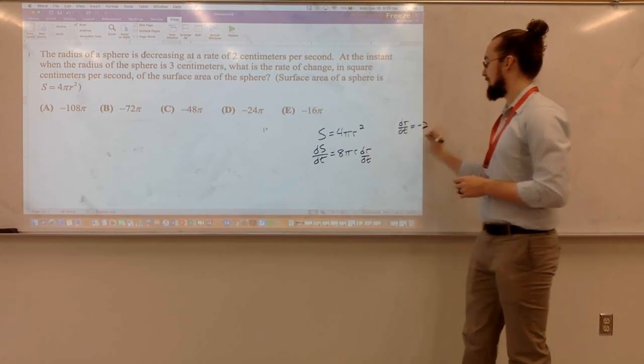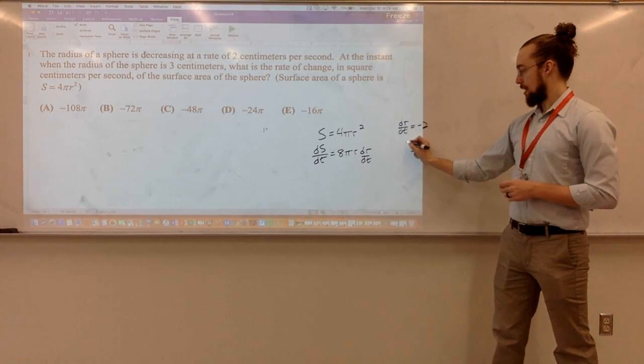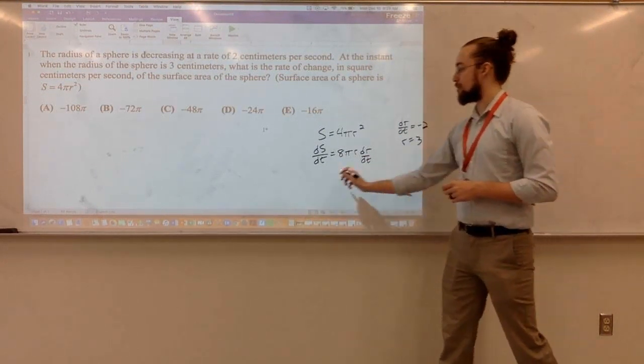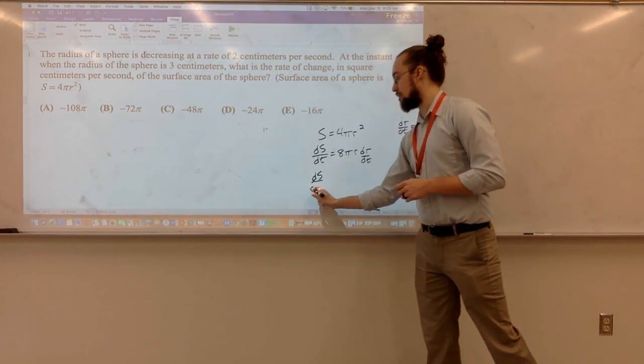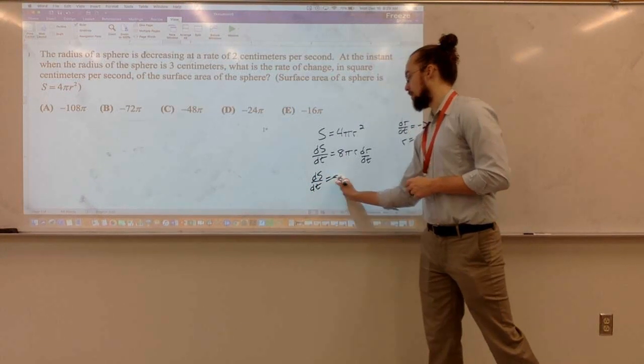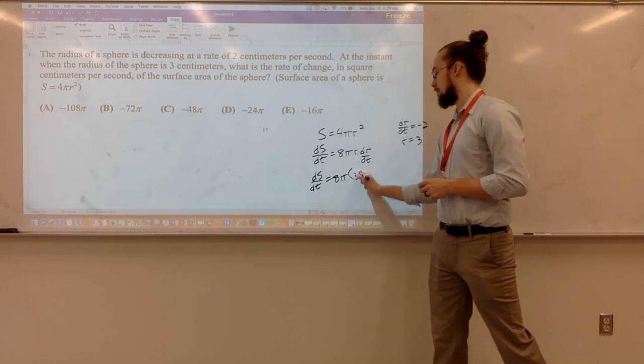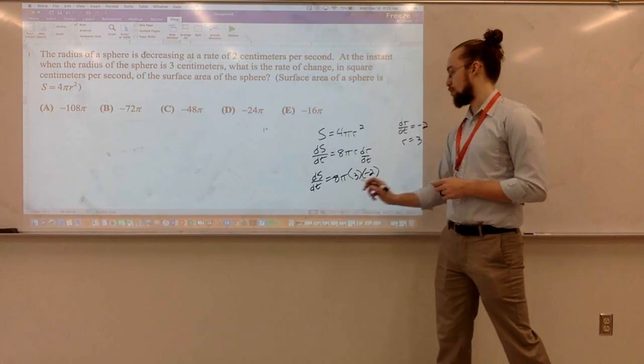After I took my derivative here, I know my DR/DT is negative 2, and we know that R is equal to 3. So I can just plug that information in now and get DS/DT is 8 times pi times 3 times negative 2.